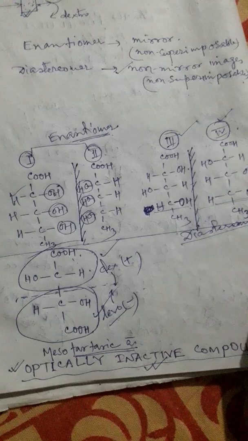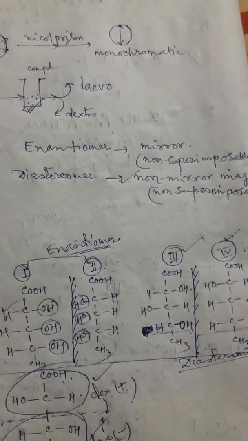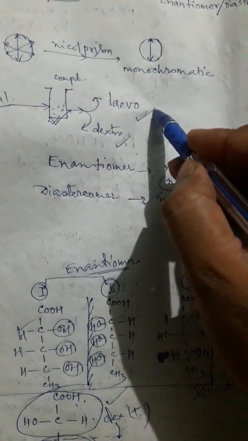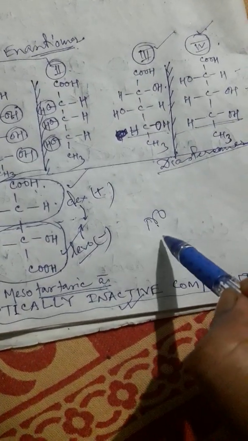So this is all about optical isomers. Now an optically active compound means a compound which can rotate plane polarized light either clockwise, dextro, or anti-clockwise, levo. So this is called an optically active compound. And an optically inactive compound means either it may be optically inactive, no dextro, no levo, or it may be a meso compound. Okay.